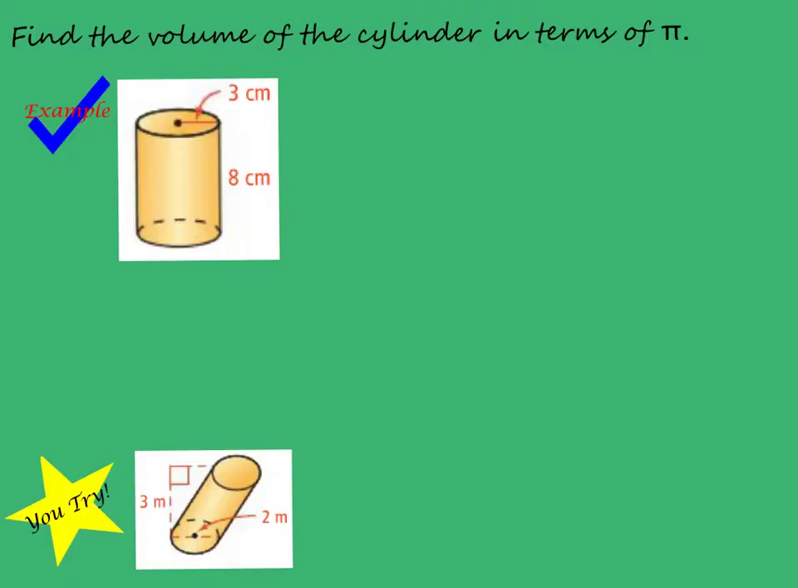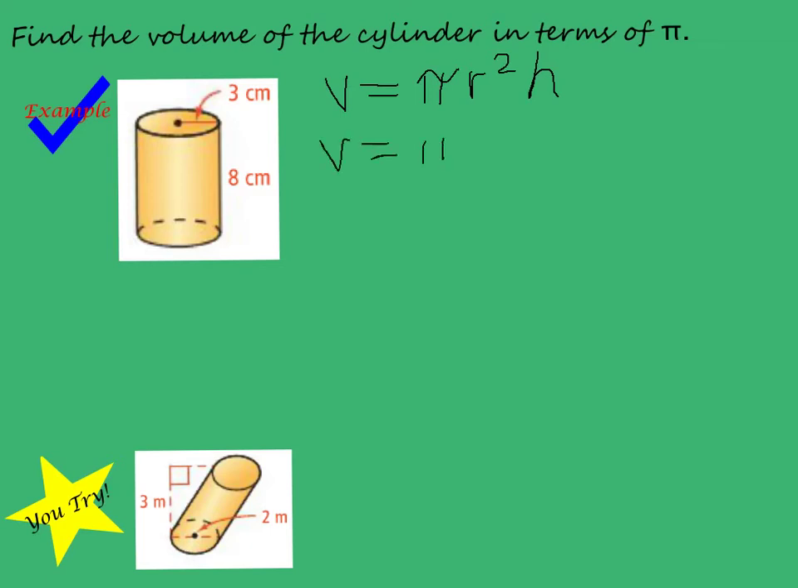Alright, so let's find the volume of the cylinder in terms of pi. So we want to leave our answer in terms of pi here. Well, remember volume, right, the formula for it, is base times height. And in our case we have a circle, so the area of a circle is pi r squared times the height of the cylinder. So plugging in what we know.